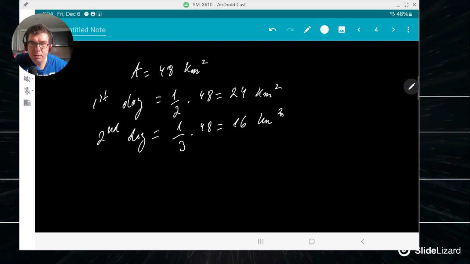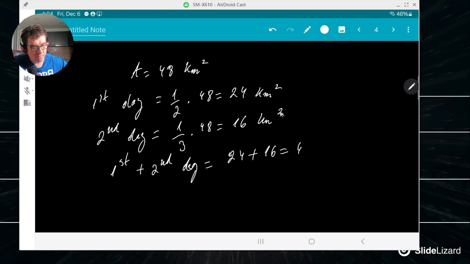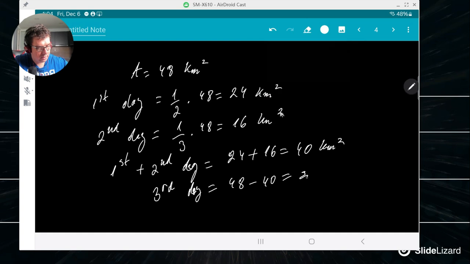So when we add the work he has done on the first and on the second day, we get 24 plus 16, which is 40 kilometers squared. So on the third day he will just do the rest, right? So third day it will be 48 minus 40, which is 8 kilometers squared, and that's the answer. All right, let's go to the next one.